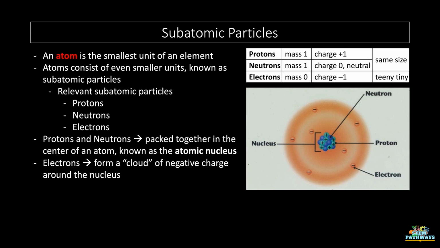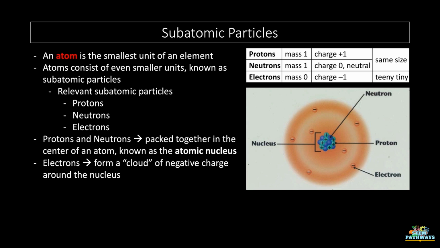Protons and electrons are electrically charged. As we can see in the table shown to the right, protons have a positive charge and electrons have a negative charge. As its name implies, neutrons have a neutral charge, or a charge of 0. When observing a simplified model of an atom, we notice that protons and neutrons are packed tightly together within the center of an atom, formally known as the atomic nucleus. The electrons, however, form what is known as an electron cloud around the atomic nucleus.